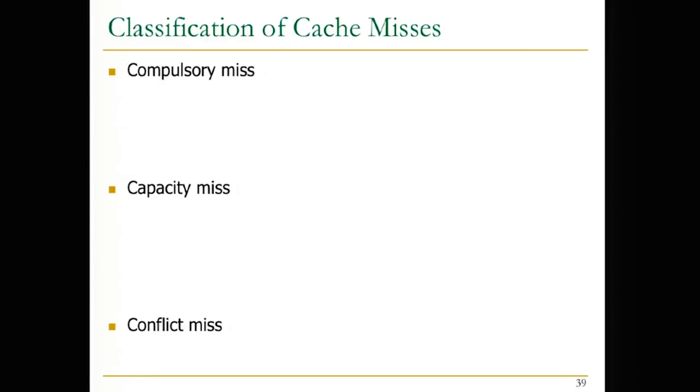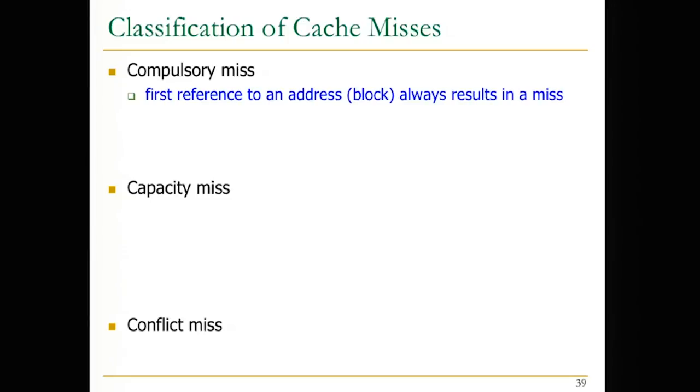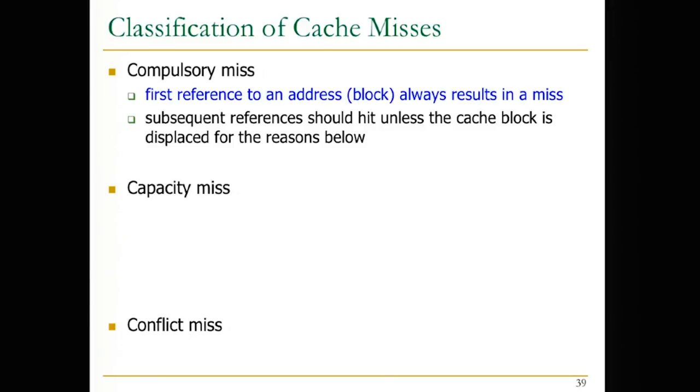Okay, let's classify the cache miss a little bit. This is usually how cache misses are classified: compulsory, capacity, conflict. Compulsory is basically the first reference to an address that always results in a miss. Right? It's not in the cache. And subsequent references should hit unless the cache block is displaced for one of the reasons below. So the first reference is always a compulsory miss.